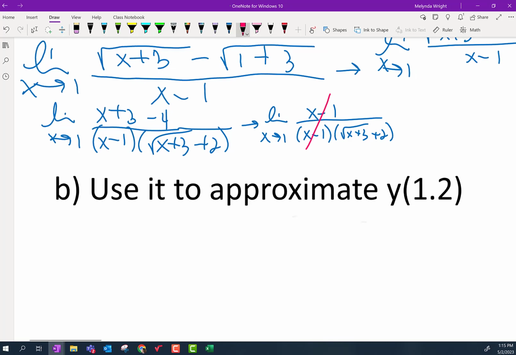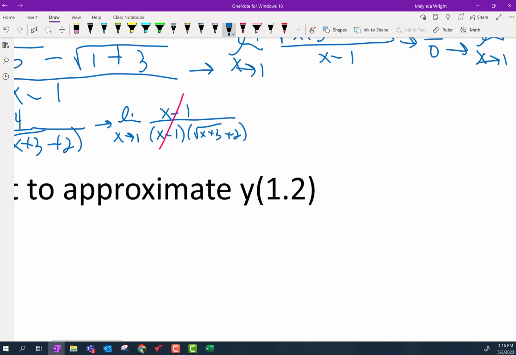Very nice. So let's rewrite. I've got the limit as x goes to 1 of 1 over the square root of x plus 3 plus 2. Let's plug the 1 in now. So I have 1 over the square root of 1 plus 3, plus 2, which is 1 over 4. And that's my slope.